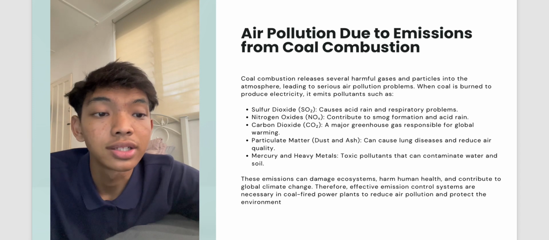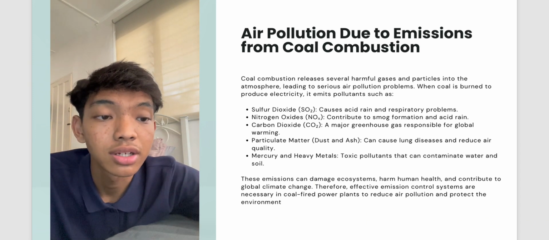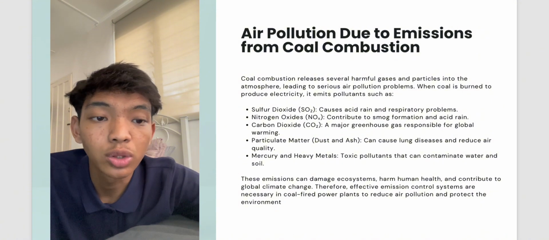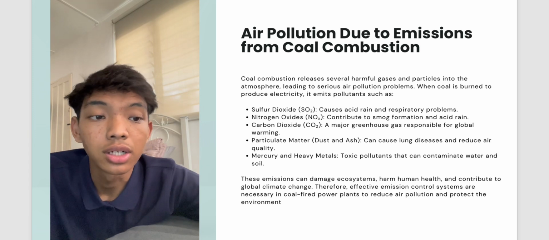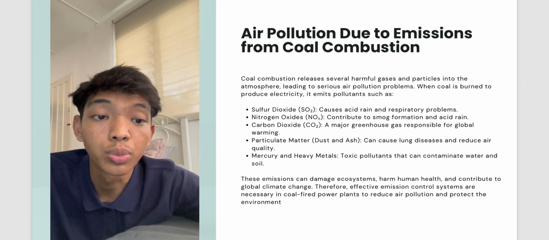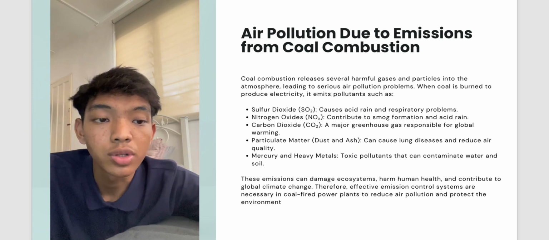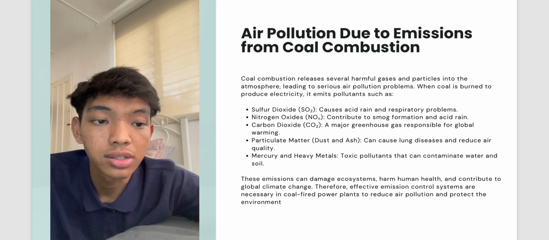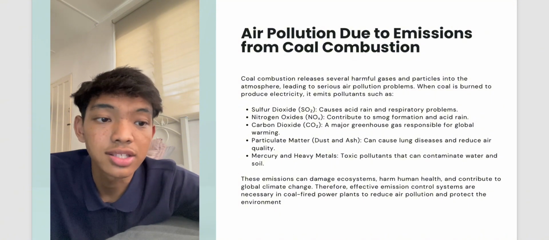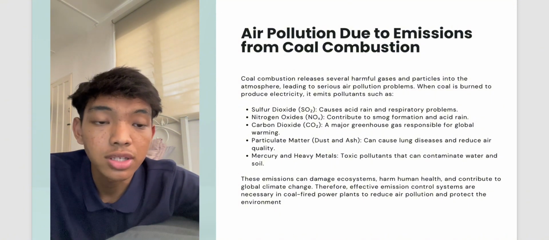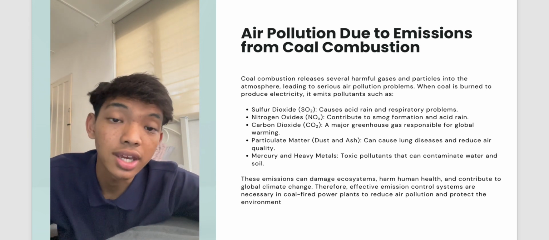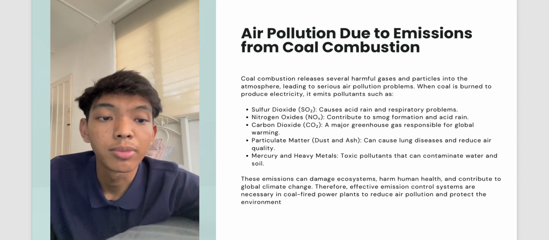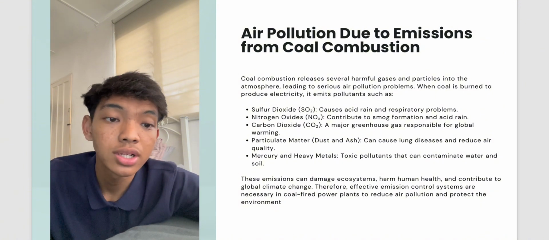Let's go to air pollution due to emission from coal combustion. Coal combustion releases several harmful gases and particles into the atmosphere, leading to serious air pollution problems. When coal is burned to produce electricity, it emits pollutants such as sulfur dioxide. Sulfur dioxide causes acid rain and respiratory problems. Next, nitrogen oxide contributes to smog formation and acid rain. Next, carbon dioxide, a major greenhouse gas responsible for global warming.